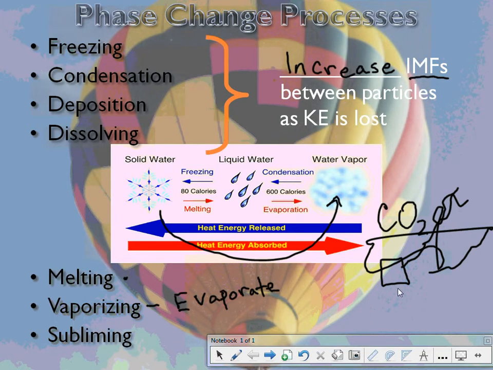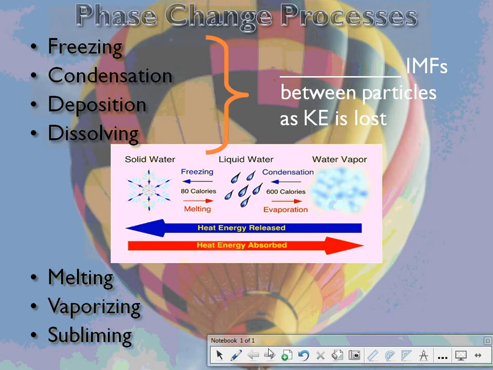But what we see happening is it goes from solid to gas, and it's never a liquid. Okay, so that's sublimation.